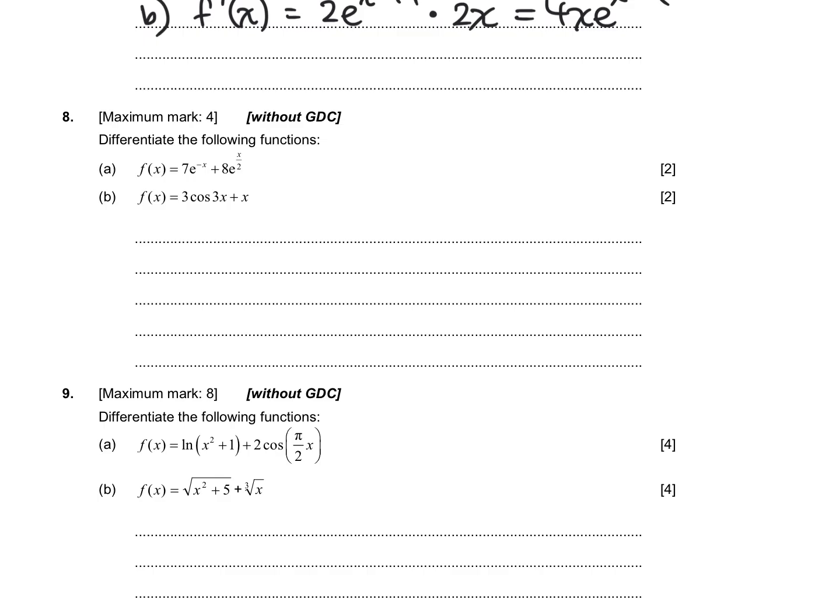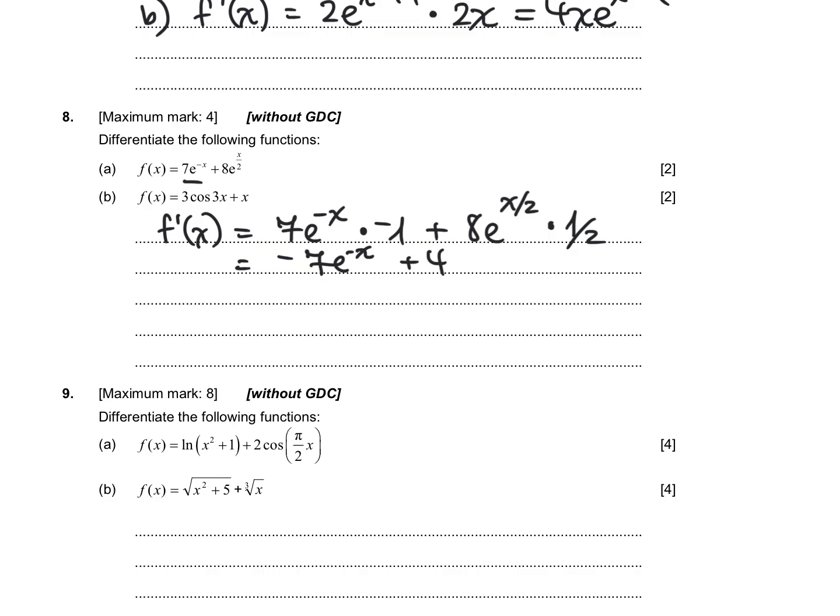Number 8, so for A, the derivative of this one is just going to be e to whatever, just ignore it, and then multiply by the derivative of the inside function, which is -1. And then we're going to have 8e to whatever, and then multiply by the derivative of that, which is 1/2. So we're going to have -7e to the negative x plus 4e to the x over 2.